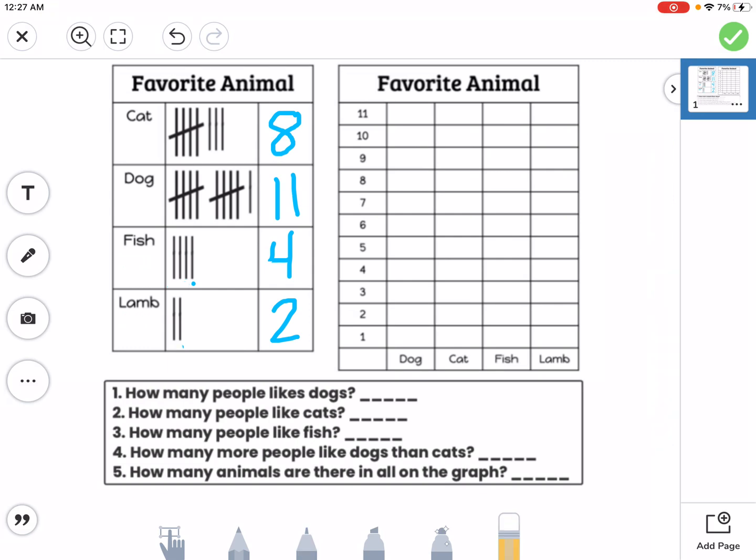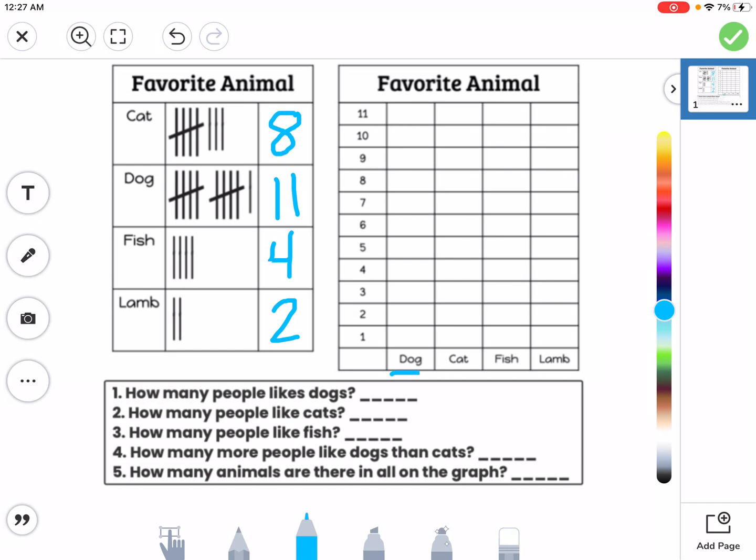Okay, so now what we're going to do is transfer that information that we've gotten onto our graph. So here we've got to pay close attention, because here it says cat. Cat is the first one. But here it says dog. And then after cat here says dog. But after dog here says cat. And then fish and lamb. Okay, so we've got to pay close attention to that. Okay, so let's look at dog first.